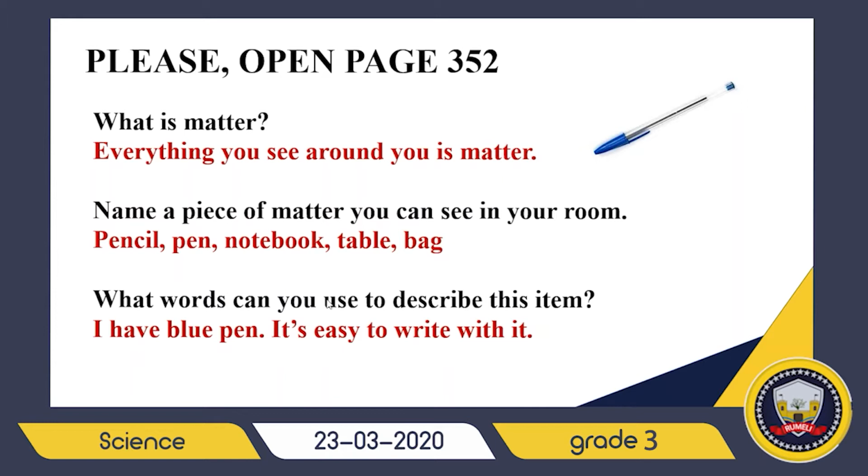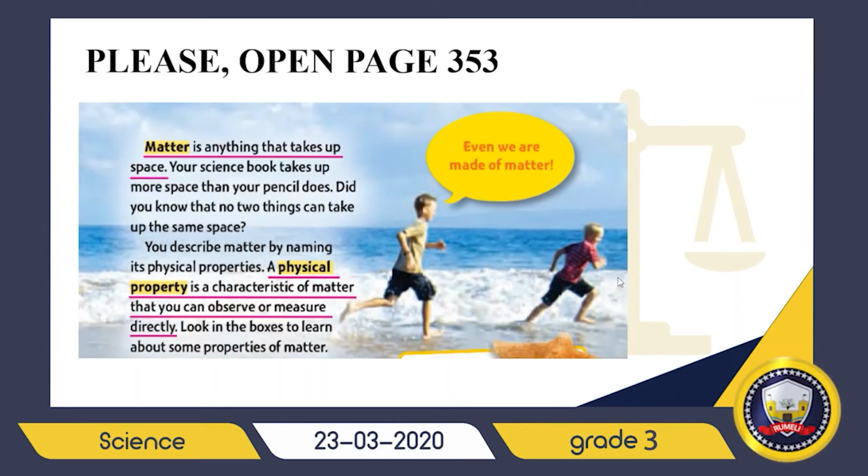Let's check the blue pen. What words can you use to describe this item? We can say it is blue, right? We use its color. I have a blue pen and we can say it's easy to write with it. Good. So let's check page 353.